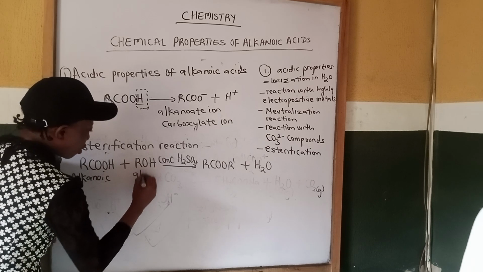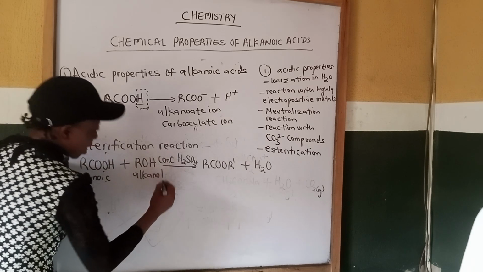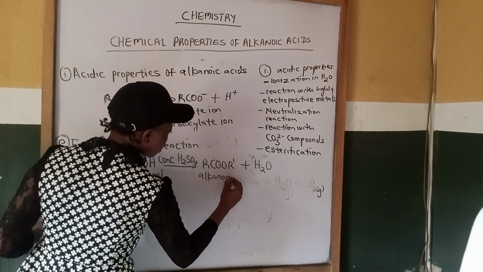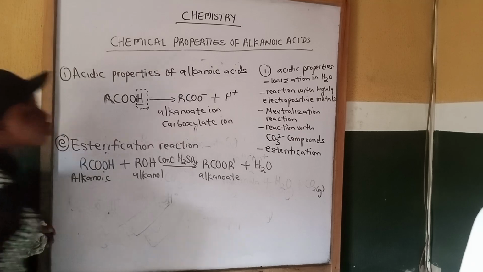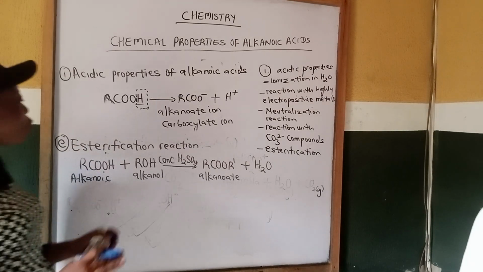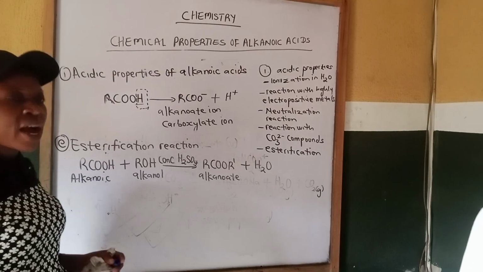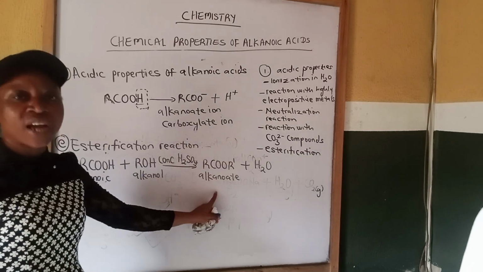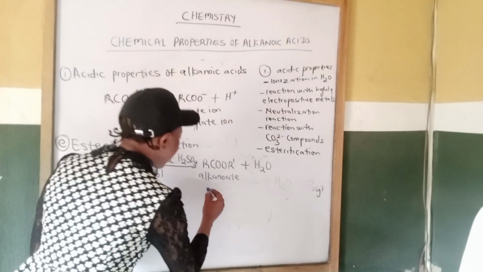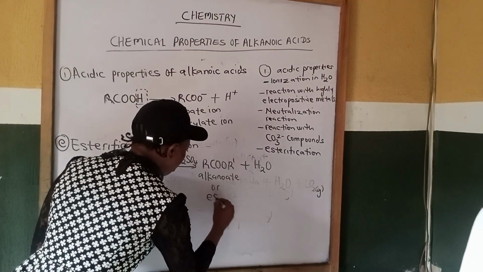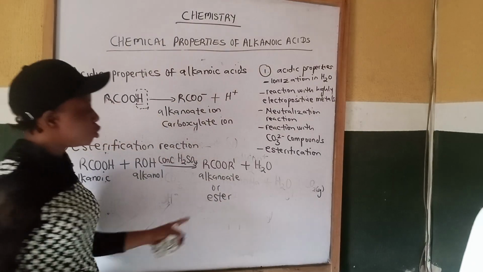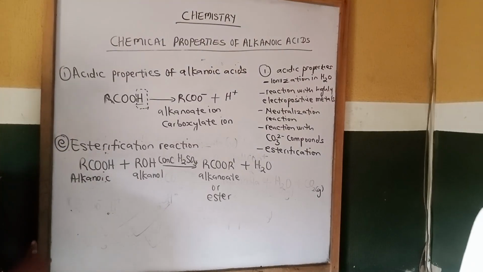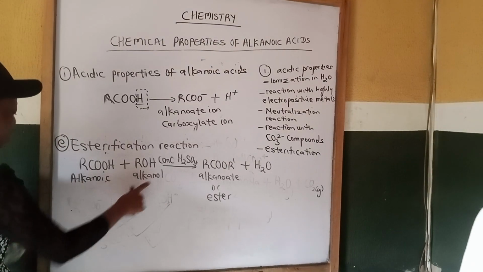This is alkanol. This is alkanoate, to give us water. So it shows that when alkanoic acid reacts with an alkanol, your product formed will be alkanoate, which is also known as ester, and water. So let's take a named alkanoic acid and alkanol.